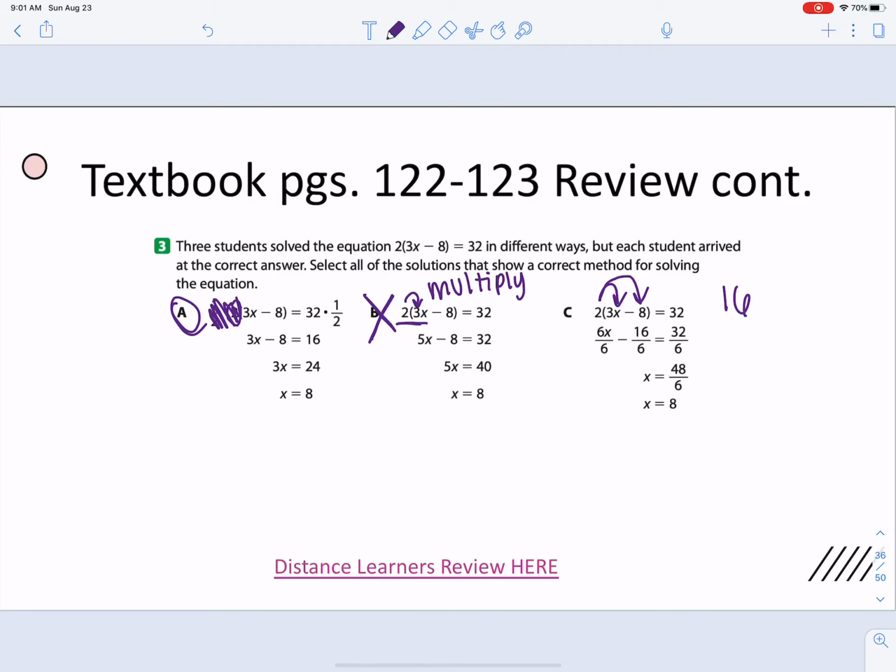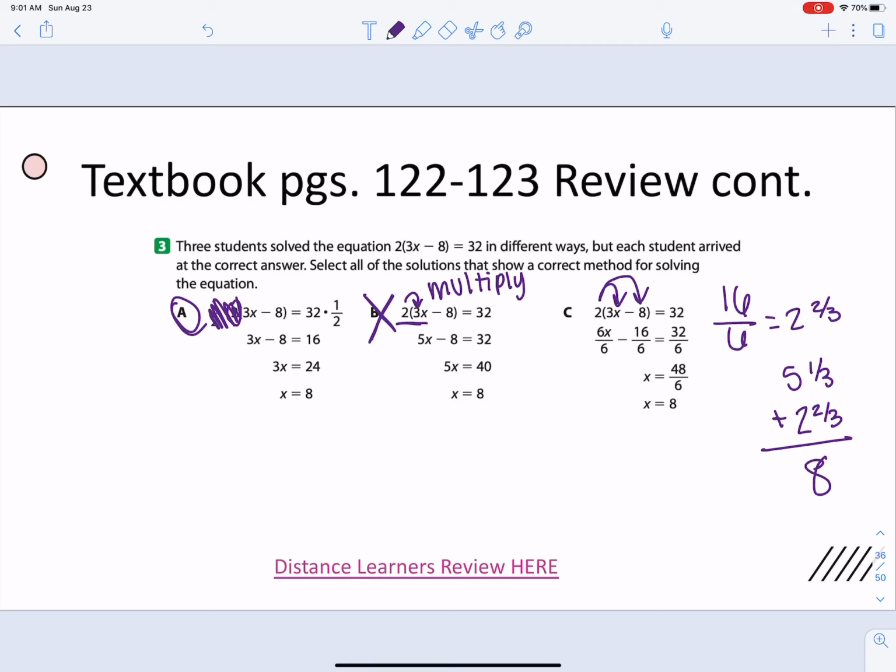16 divided by 6 is equivalent to 2 2/3, and then 32 divided by 6 is equivalent to 5 1/3. So then what you could do is add the 2 2/3 to it, and you would get your 8. So you could do it like student C chose to do it.